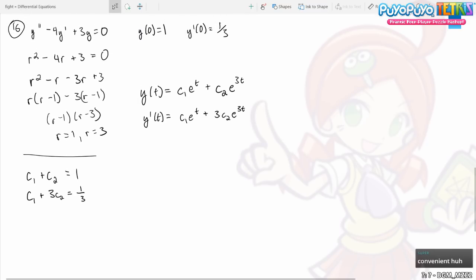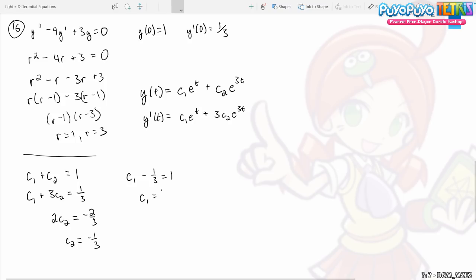All right. So what do I do here? Elimination, 2c2 equals negative 2/3. So now c1 minus 1/3 equals 1. c1 equals 4/3.